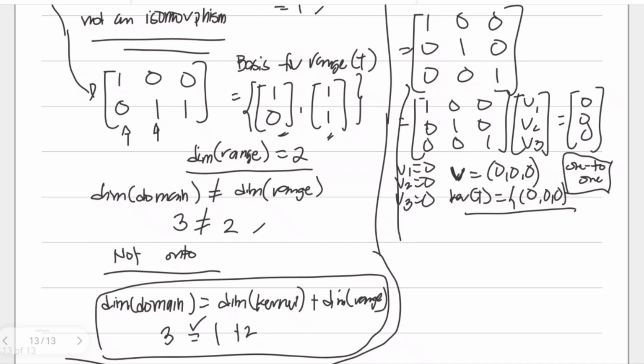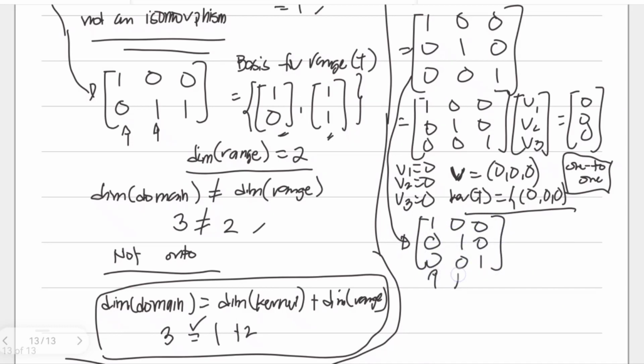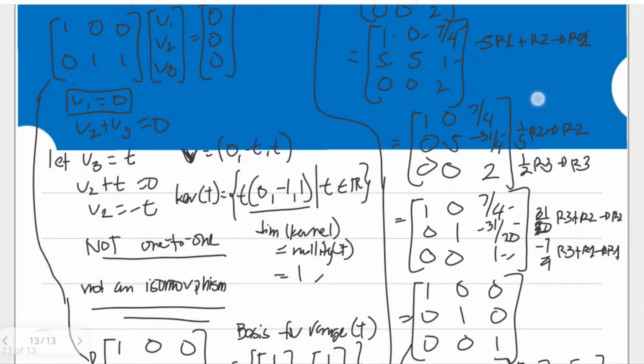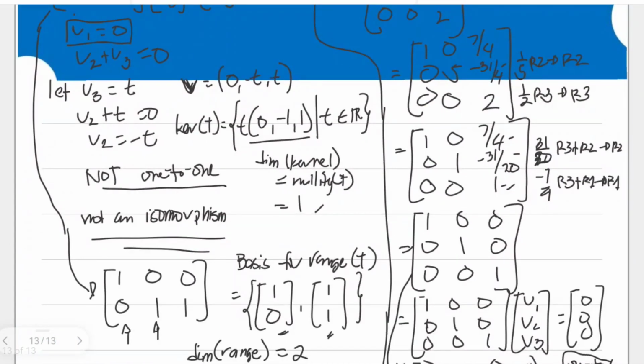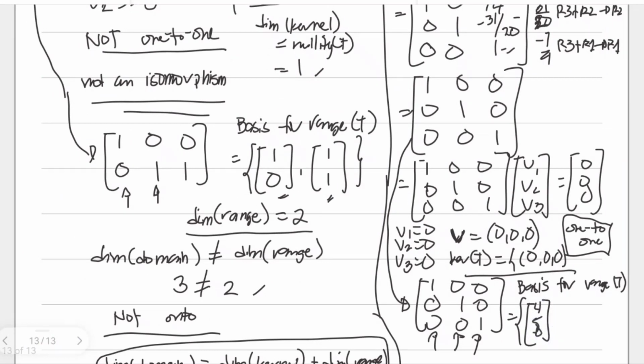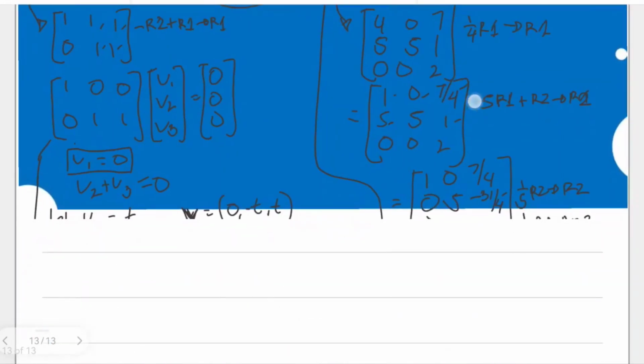Using the same reduced row echelon form, 1, 0, 0, 0, 1, 0, 0, 0, 1, we can see here 3 columns with leading 1s. In short, the basis for the range of T is the set containing the 3 columns, or column space, of our original matrix. So we have 4, 5, 0. Sorry for that. We have 0, 5, 0. And we have 7, 1, and 2. Let me check. 0, 5, 0, 7, 1, and 2.